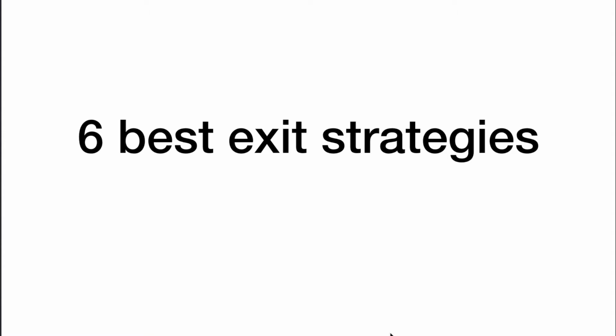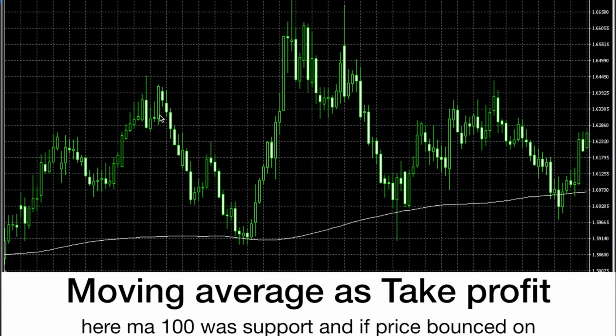Today we're going to talk about 6 different exit strategies, and that's basically my collection. To start with, we're taking a look at the moving average as take profit. Here you can see that at the level of the 100 moving average, the price can bounce up again, and therefore we have a very nice take profit target. So if you would have been short here, you could have ridden it all down again to this point.